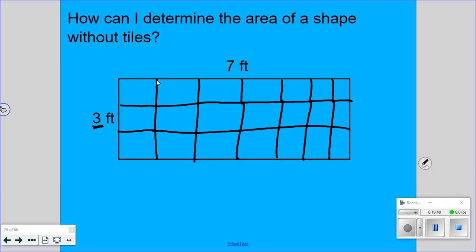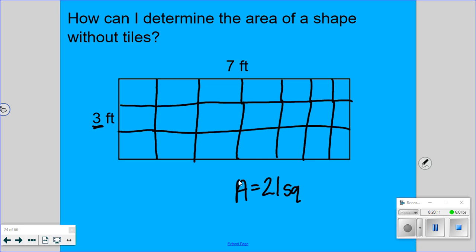What do you mean? You don't have any square tiles. Why did you put square tiles? Can someone explain to Bowen why we put square tiles? Archer, what is the area of this shape? 21. 21 square units. Now we did have a unit. We did have a unit.